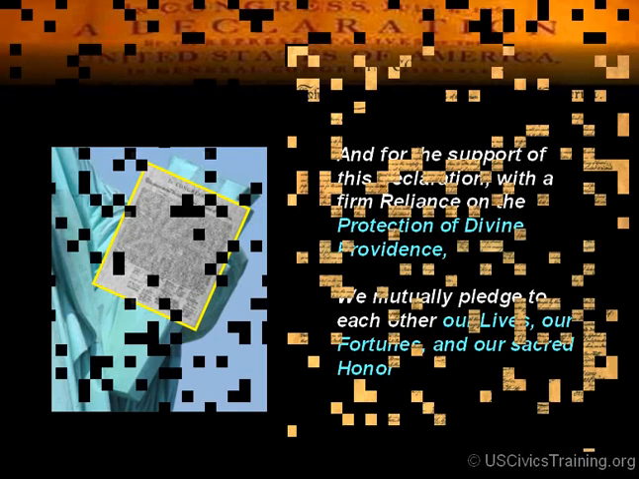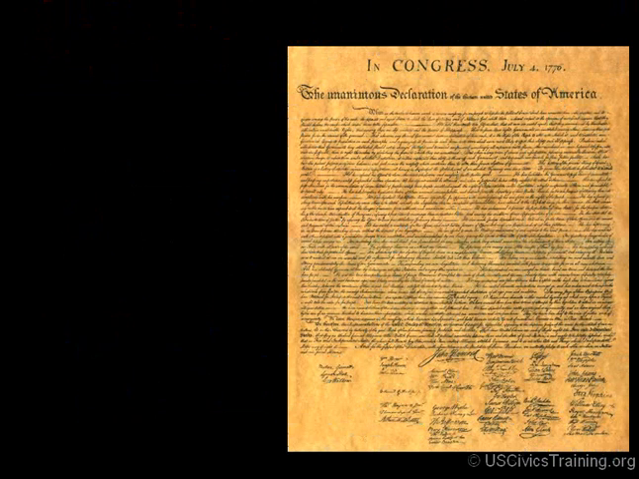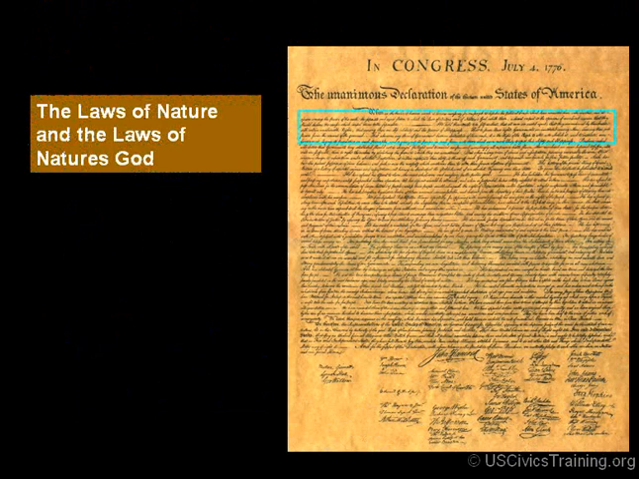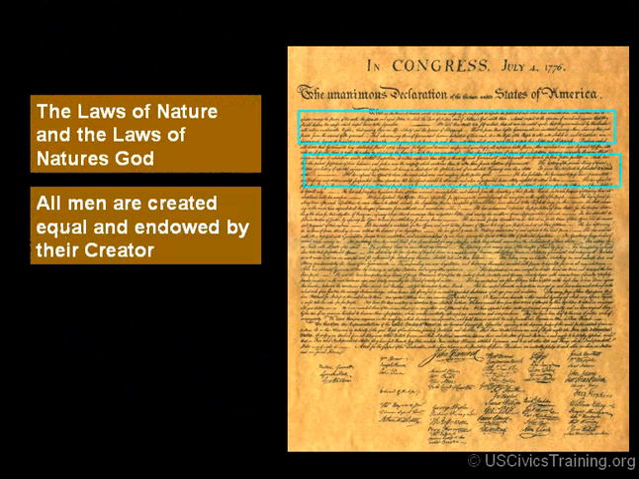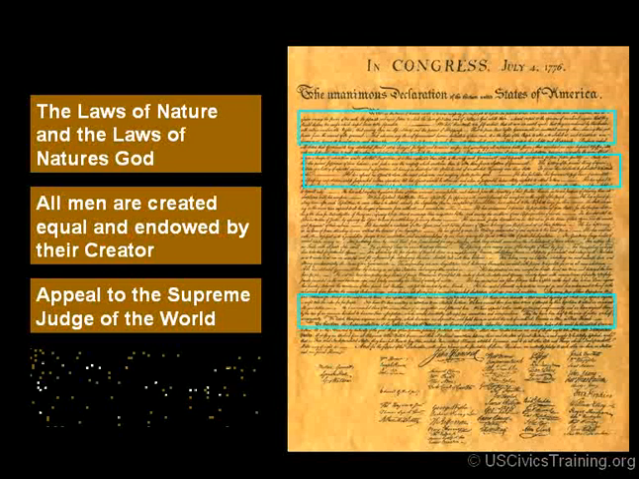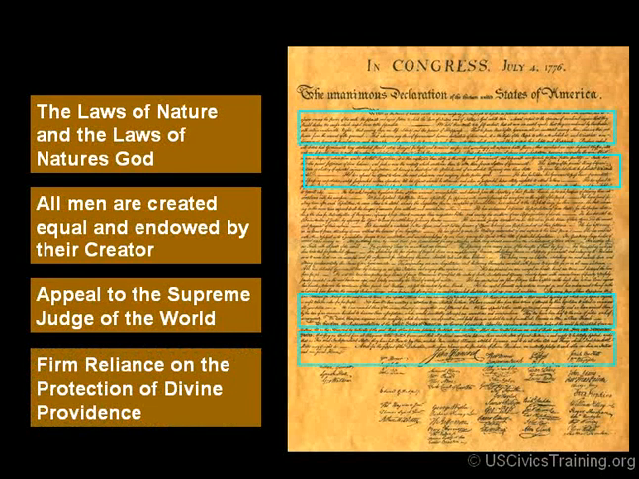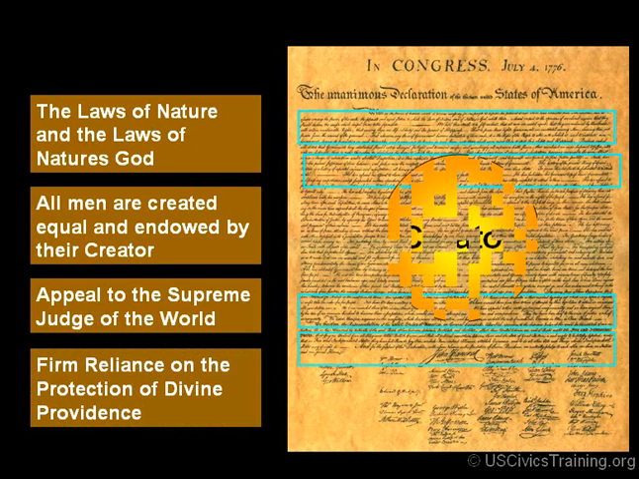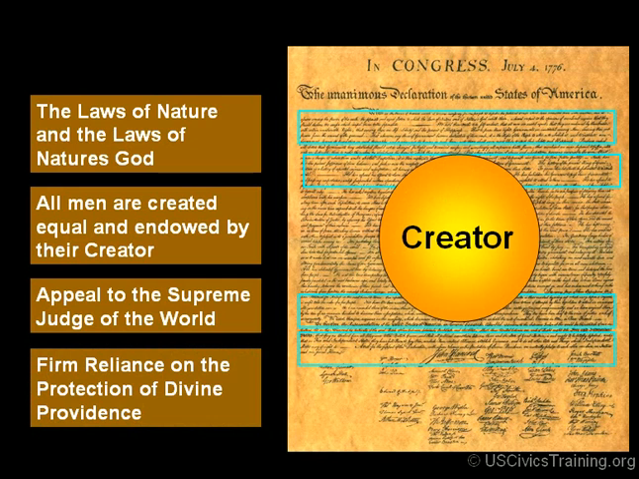And so for reliance on the protection of divine providence, we mutually pledge to each other our lives, our fortunes, and our sacred honor. So in a summary fashion, we've just gone through these four key spiritual ideas: that the laws of nature and laws of nature's God guide us and form a framework, that all men are created equal, endowed by their Creator, that there's an appeal to the Supreme Judge of the world for the rectitude of our intentions, and that there's a firm reliance on the protection of divine providence. And at the center of it all is a personal God known as the Creator.